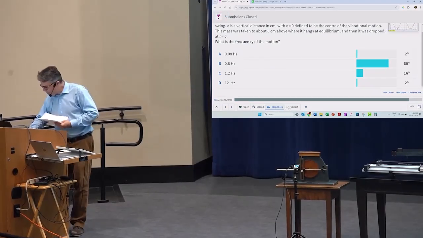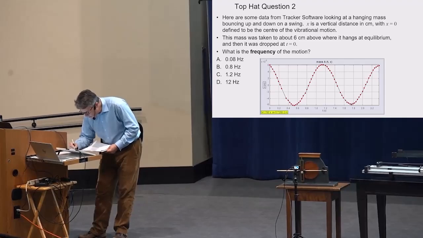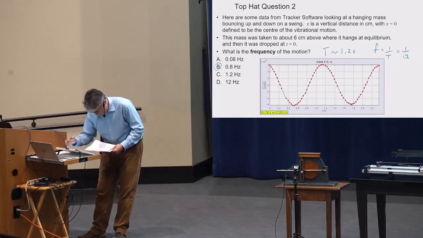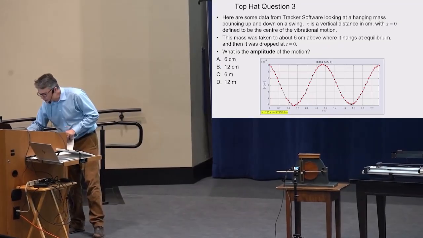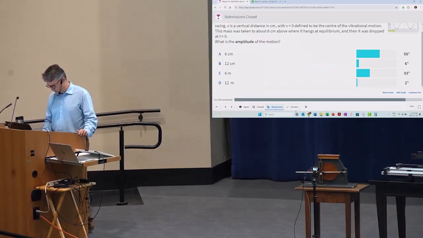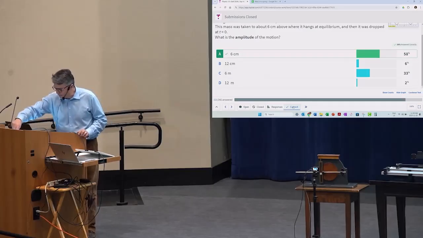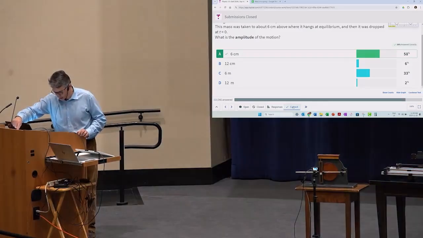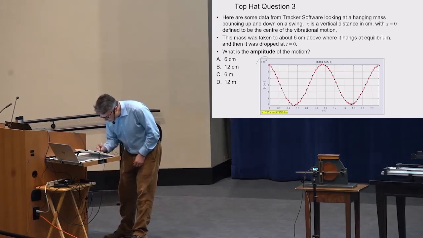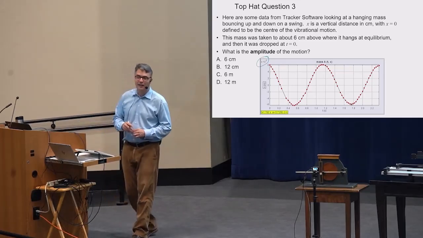So I liked that. Basically, I think that T is approximately 1.2 seconds, and f is equal to 1 over T, right? So 1 over 1.2 is approximately 0.8. And then the next question is the same exact graph. What's the amplitude? Yeah, I was going for not 6 meters. It's a little hard to see, but there's a tiny little 10 to the minus 2 up here. That was kind of key.